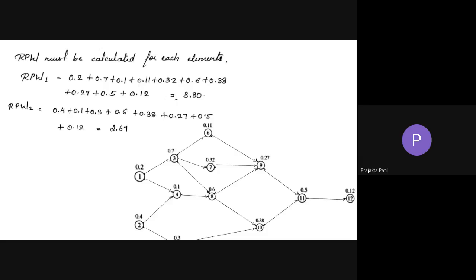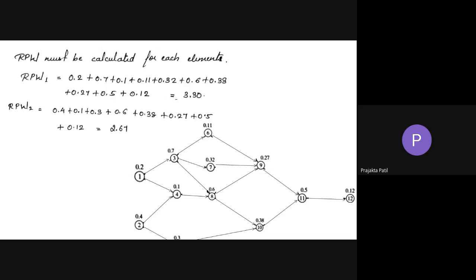You cannot take 3 because you have to follow the arrow. From 3 it is coming to 8, from 8 it is not going to 3, so you cannot go to 3 or consider 0.7 in summing up the TK values. So after 4 you have 8, from 8 you have 9, and also from 8 you have 10, also from 5 you had 10, so you're going to consider the value only once. And then after 10 you have 11, and from 11 you have 12. So if you see here, you have 0.4, 0.1, 0.3, 0.6, 0.38, 0.27, 0.5, and 0.12. When you sum all of these values, you get the RPW value as 2.67.